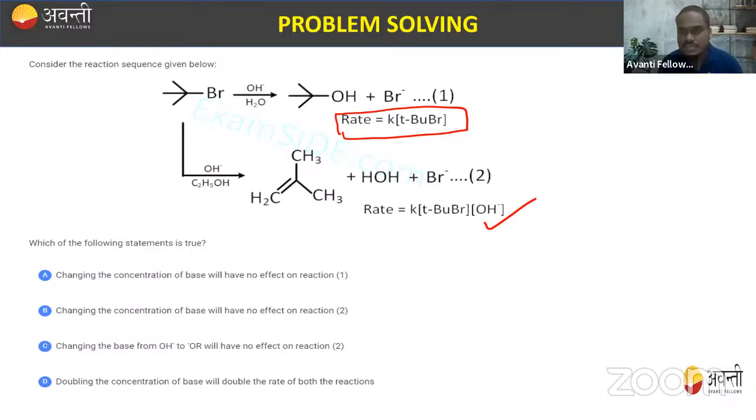Because changing the concentration of base will have no effect on reaction one. Why? Because in reaction one we do not have concentration of base, right? So the correct statement is option A, that is, changing the concentration of base will have no effect on the reaction.